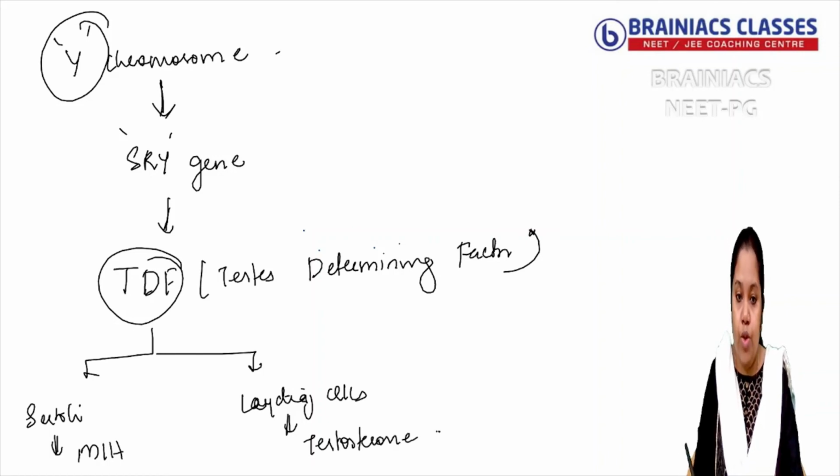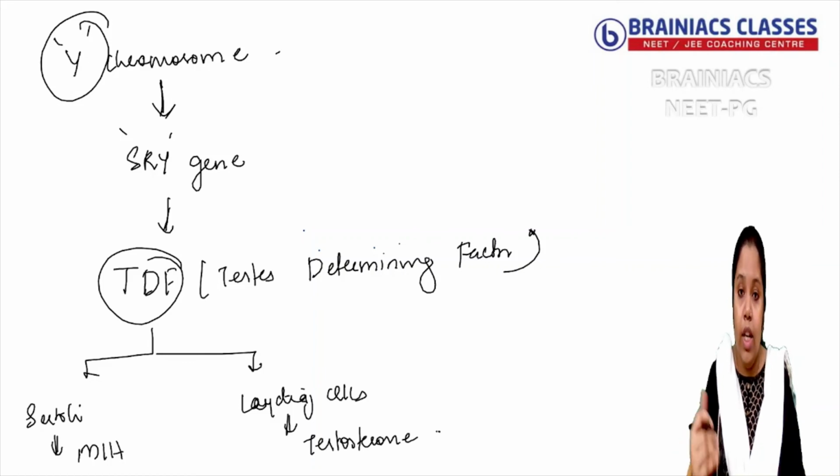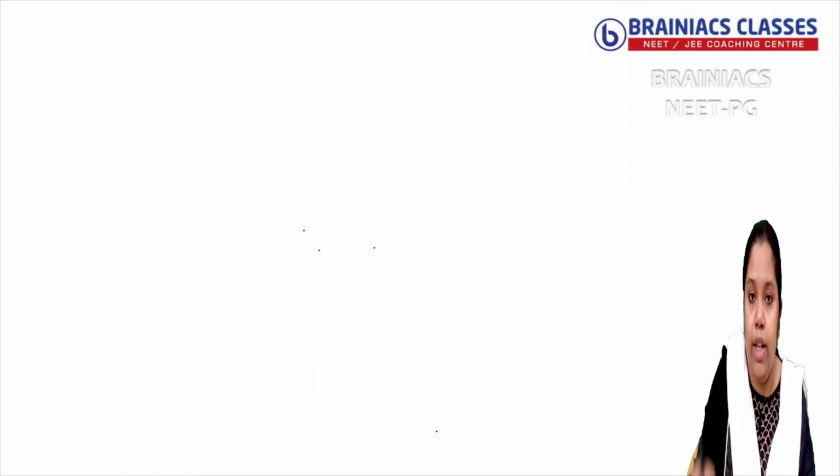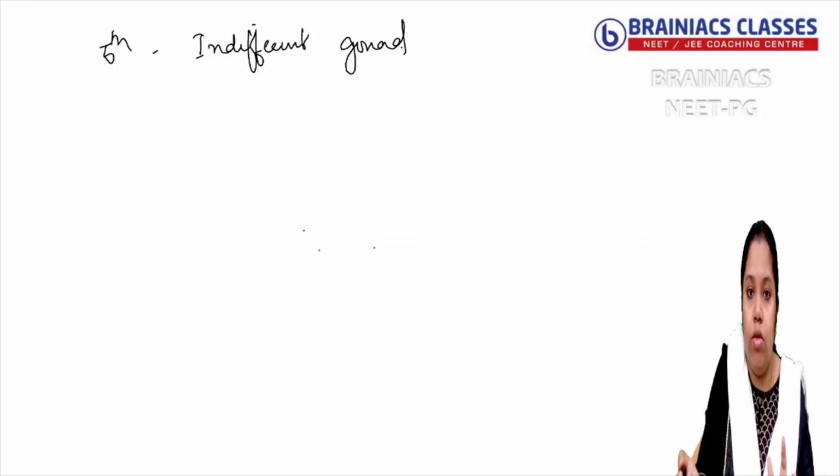Understand? Testosterone. Understand how it is happening? The TDF will influence Sertoli cells to secrete Mullerian inhibiting factor and the Leydig cells to secrete testosterone. Now, if you take the gonads till the 5th week, you have an indifferent gonad. That means the gonad is not differentiated.